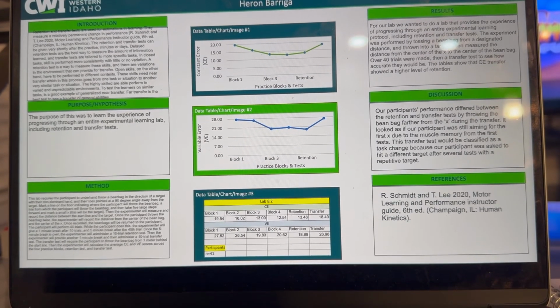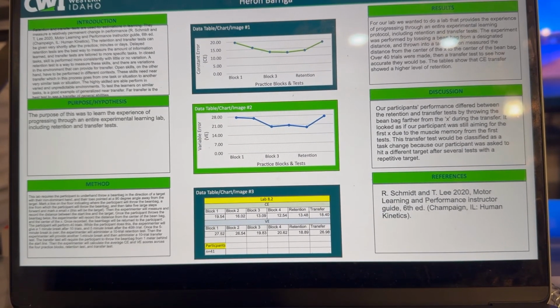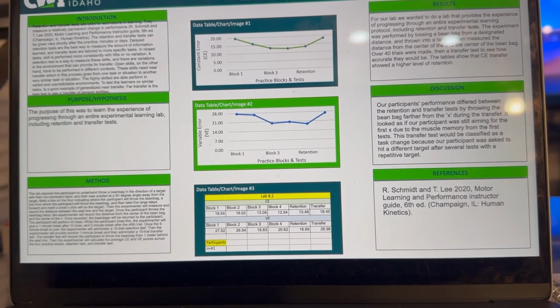References: R. Schmidt and T. Lee, 2020, Motor Learning and Performance Instructor Guide, 6th edition.